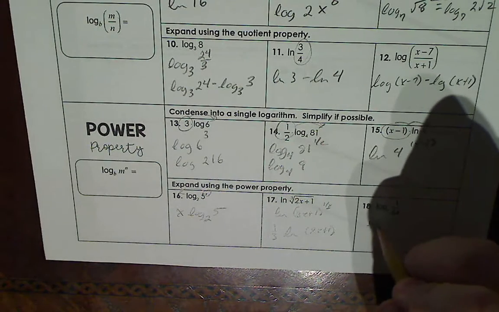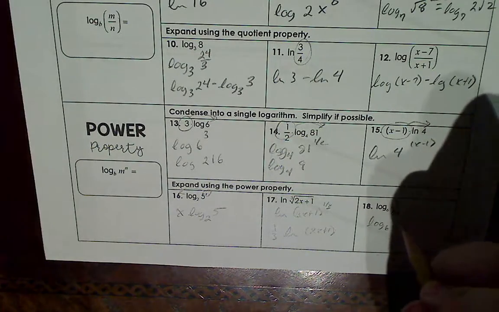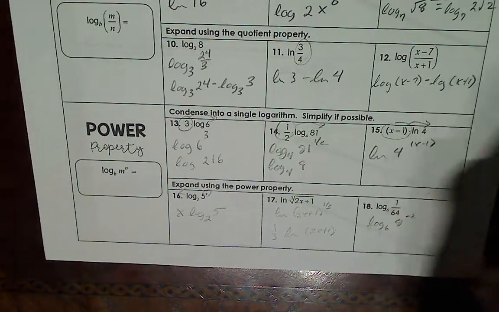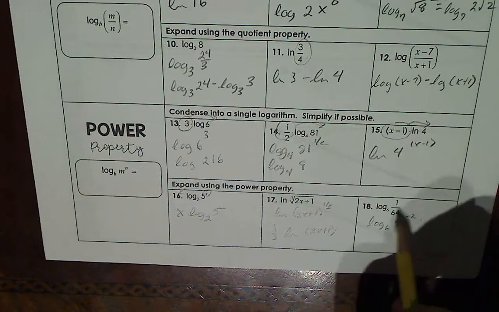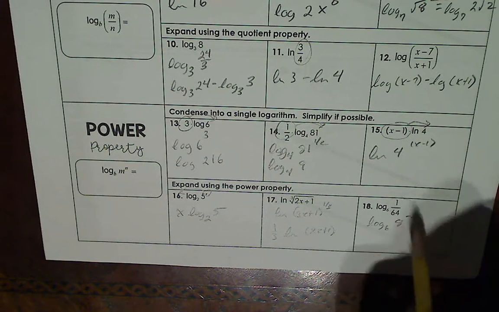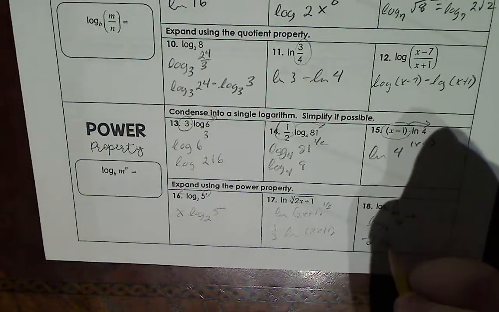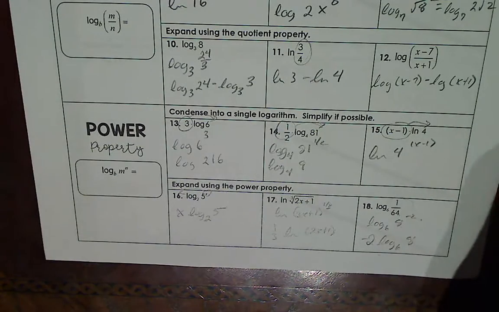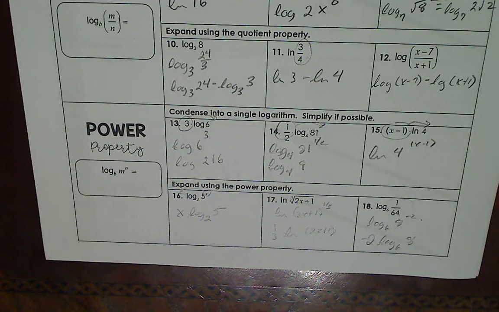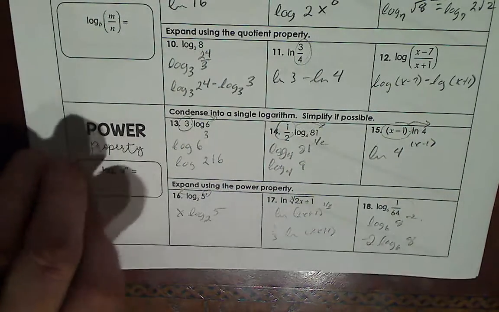This is the same as log base 6 of 8 to the negative 2. And the reason why is because 8 squared is 64 in the fraction form and it's negative. So negative 2 log base 6 of 8 is what I'm looking for. Okay? And that's power property.